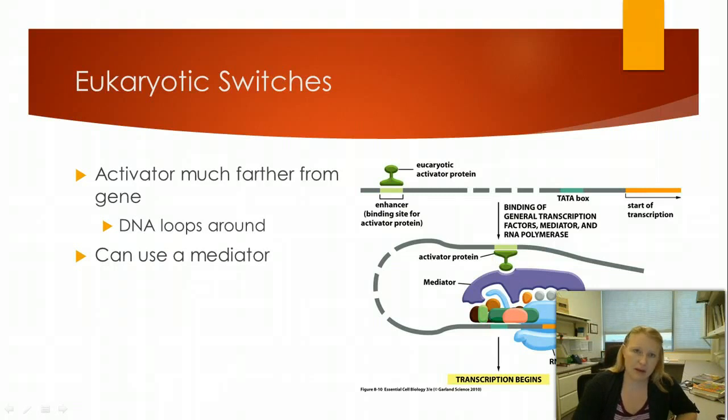Repressors will work in the same way in the eukaryotic switch. It's just much, much farther away. It could be up to thousands of base pairs. And we're not entirely sure how this all works and why this has evolved the way it has, but it's important to understand that it's not directly where the gene is, like in prokaryotes, where it directly prevents the binding of the polymerase or something like that.